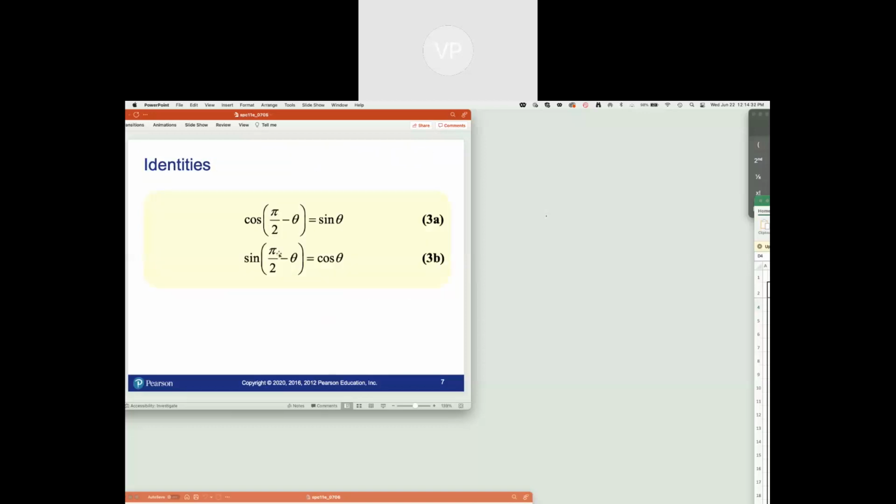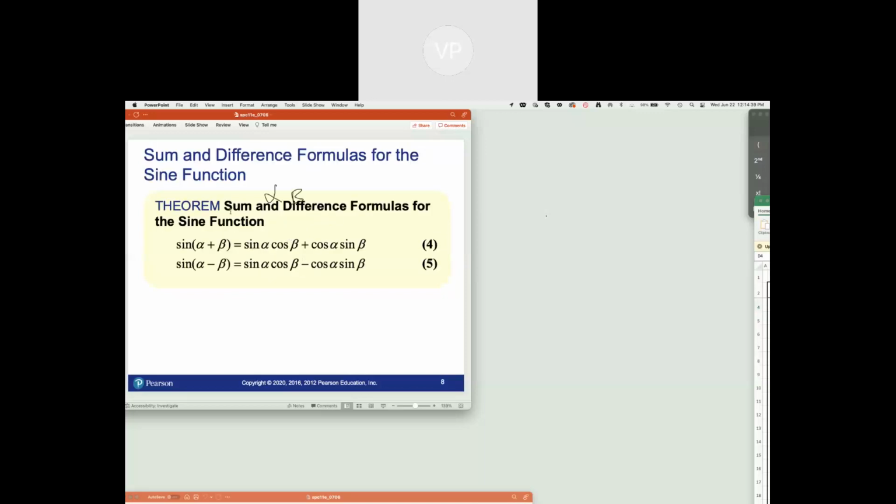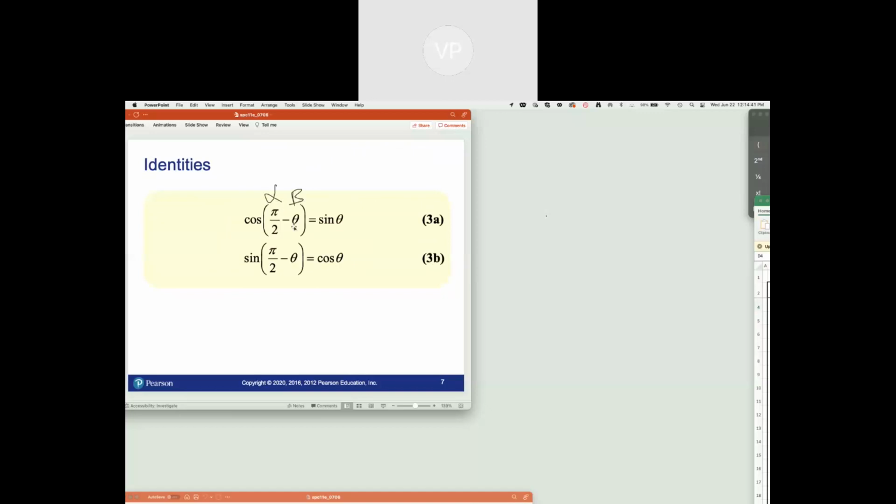This is my alpha right there. That's my beta, even though it's already got a theta in there. But we can figure those out. They didn't break it down, but let me just show you real fast. If you have the cosine of pi over 2 minus theta, remember the formula we just did. It's the cosine of pi over 2 times the cosine of theta, plus, because it's the opposite sign, the sine of pi over 2 and the sine of theta. Well, I know the cosine of pi over 2 is 0.